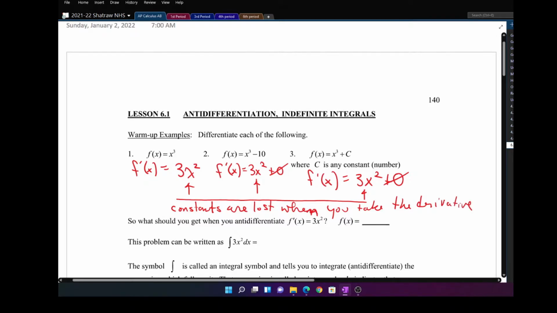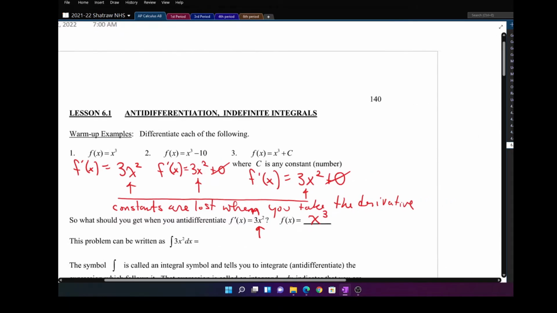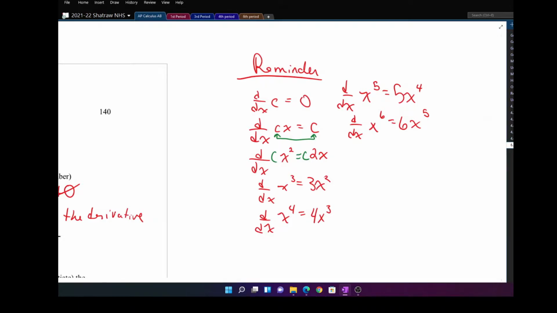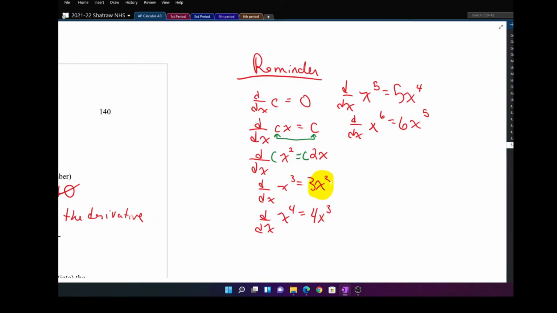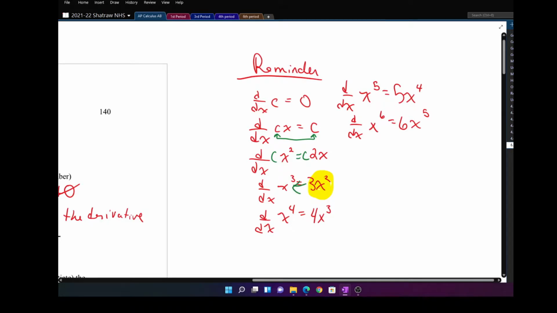Okay? And so he says, what should I get when I take the antiderivative of this? Well, I should definitely get this, x cubed, right? Because the antiderivative of 3x squared means undo the derivative that I took. And so off to the side here, where do I see a 3x squared? There it is. And how do I go backwards? I go backwards like that.